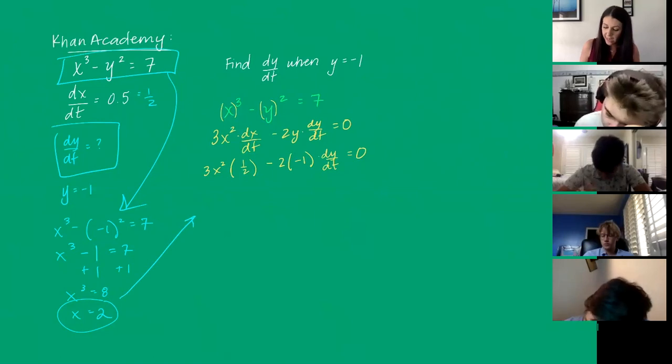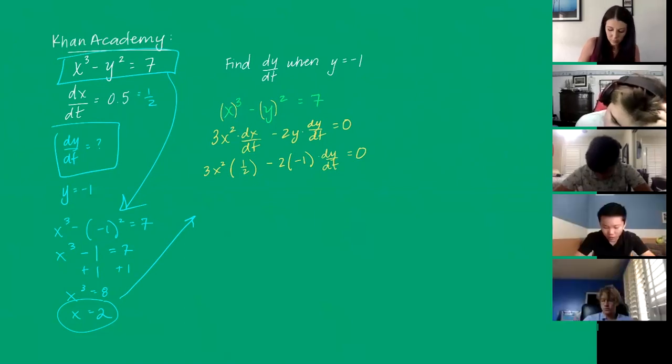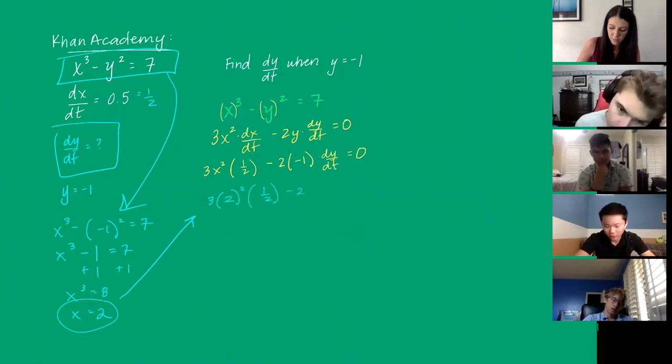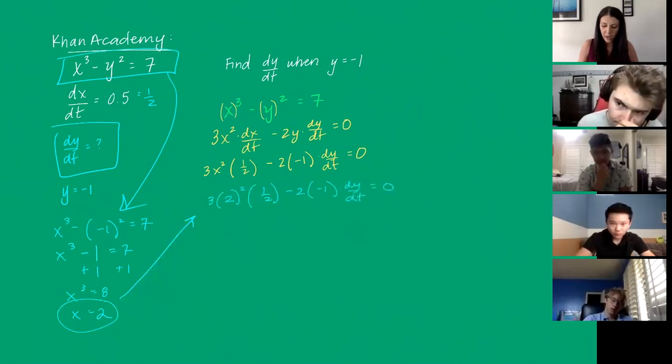Okay, so Aiden Lynn, what does my equation become? It would become 3 times 2 squared times 1/2 minus 2 times 1/2 dy over dt equals 0. Or you can wait, minus 2 times what? Times -1 times dy over dt. Perfect. Equals 0. Okay, why don't you go about solving this for us, Aiden?